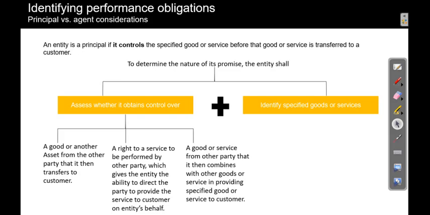In the next video lesson, I'm going to discuss with you the third step of the revenue recognition model, which is determining the transaction price.